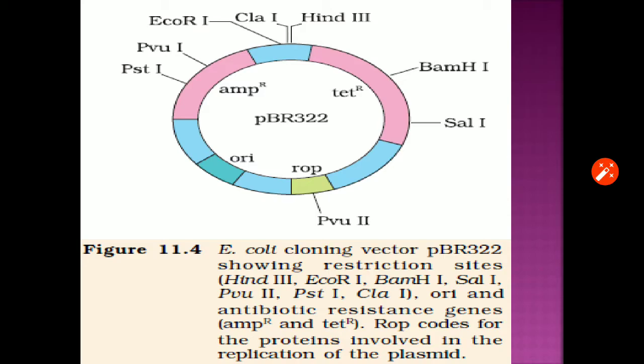Now come to the labels on the inner side of the circle. There are AmpR and TetR. These are the selectable markers. The first one is the ampicillin resistance gene and the second one is the tetracycline resistance gene. Ampicillin and tetracycline both are antibiotics which kill or inhibit the growth of bacteria. And these are the resistance genes which will be used as selectable markers which will ensure the insertion of a desired gene.